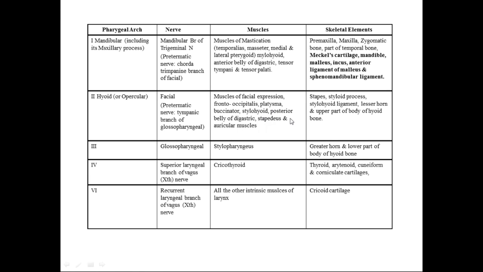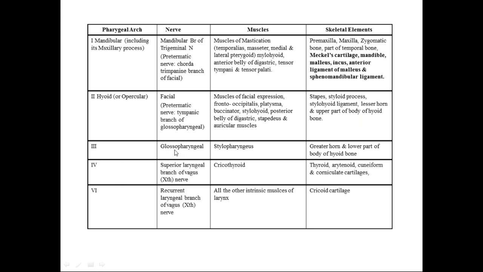2S, stylohyoid, stapedius. I am repeating again for the hyoid arch. 2F, facial muscles, fronto-occipitalis. 2P, platysma, posterior belly of digastric. 2S, stylohyoid, stapedius. Then buccinator muscle, along with that auricular muscles. So skeletal components, remember 5S: stapes, styloid process, stylohyoid ligament, lesser or smaller cornua, superior part of the body of hyoid bone.